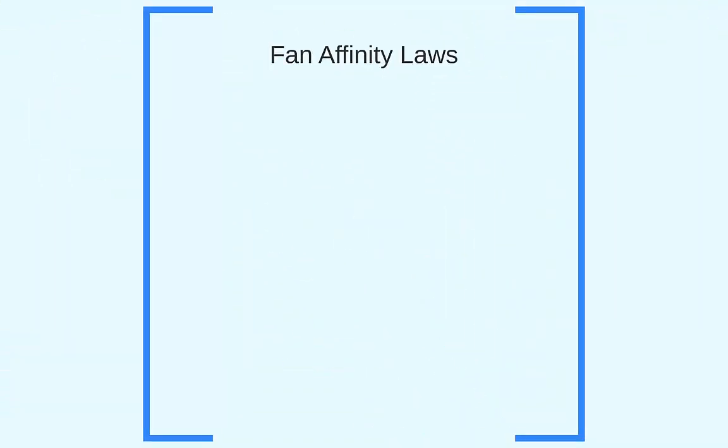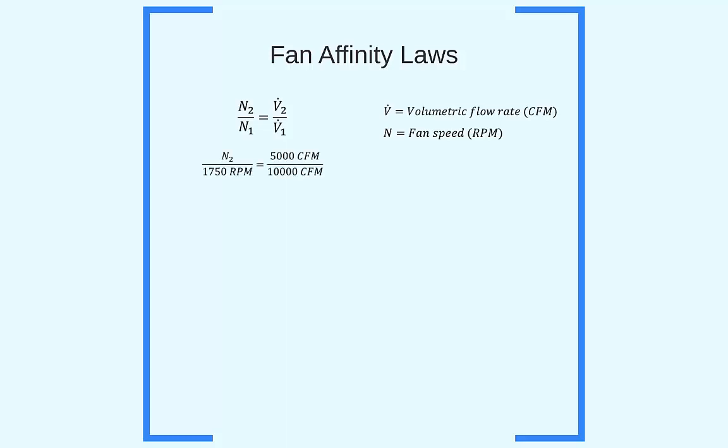The first equation in the fan affinity laws states that the speed of the shaft is proportional to the flow rate of air the fan is putting out. So what is the significance here? Basically, if the fan is operating at state 1 with a flow rate of 10,000 CFM and a speed of 1750 RPM, and we know we want to cut the flow rate in half, we can determine the required speed of the shaft that will give us that outputted CFM. In this case, it would be 875 RPM.